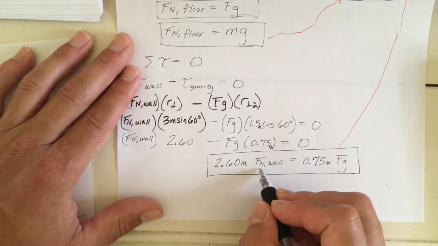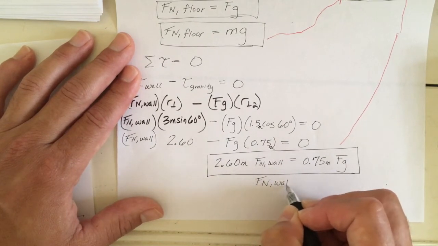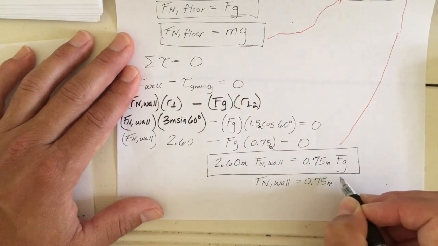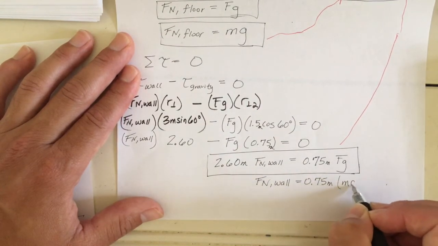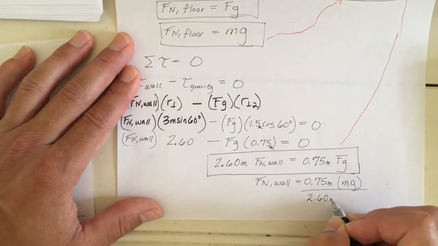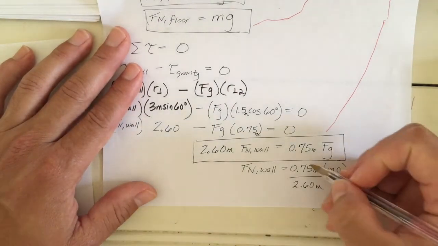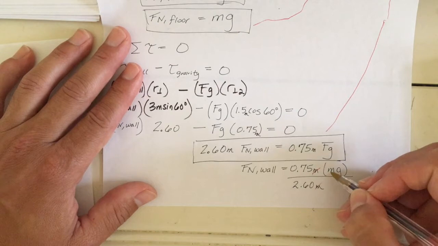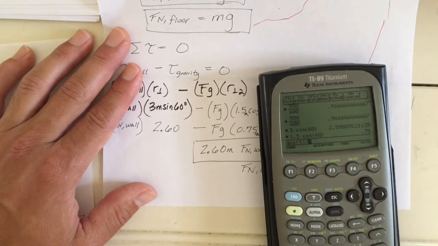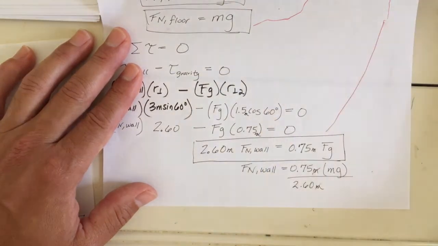All right, so anyhow, I'm going to solve this for force normal wall. So Fn wall is equal to 0.75 meters, I'm going to turn this to mg, over 2.60 meters. Then we can do the math here, right? Canceling away those meters. That's tricky. Those are meters, that's mass. Okay, let's type that in. Divided by 2.6 is equal to 0.288.